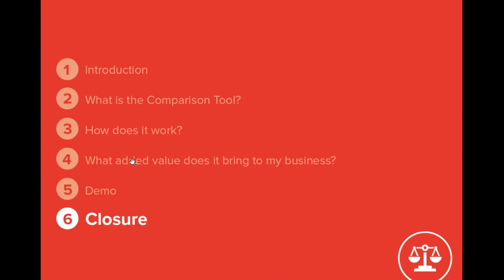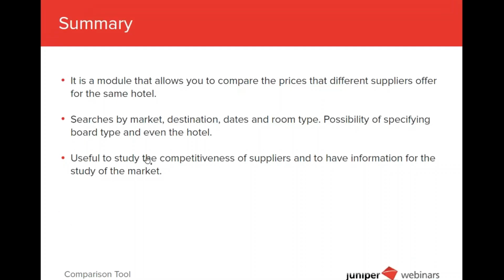So we'll proceed with the closure, in which we will make a summary of the different points we have seen. First of all, it is a module that allows you to compare the prices that different suppliers offer for the same hotel. As you have seen, you have the list. Then it allows you to make these searches by market, destination, dates, and room type, with the possibility of specifying the board type and even the hotel. And it is useful to study the competitiveness of the suppliers and to have information for the study of the market.